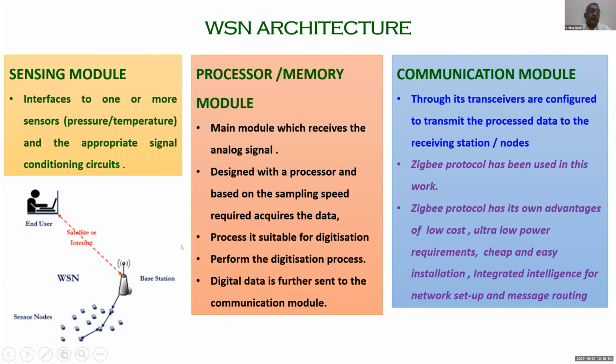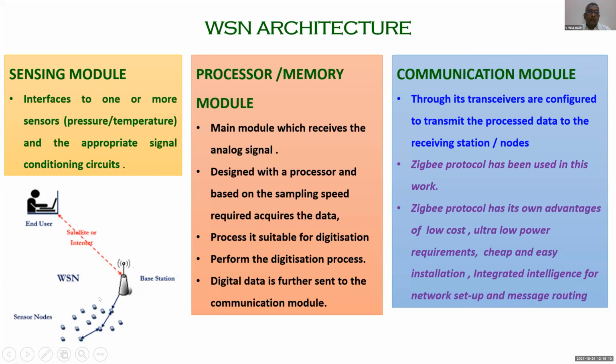So the WSN architecture basically has 3 modules: the sensing module, the processor and memory module, and the communication module. The sensing module interfaces one or more pressure transducers to the appropriate signal conditioning circuits.